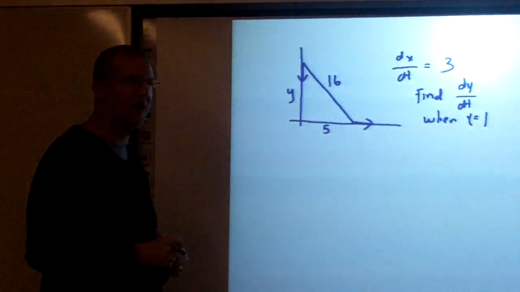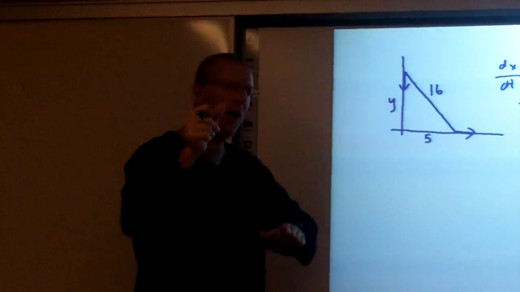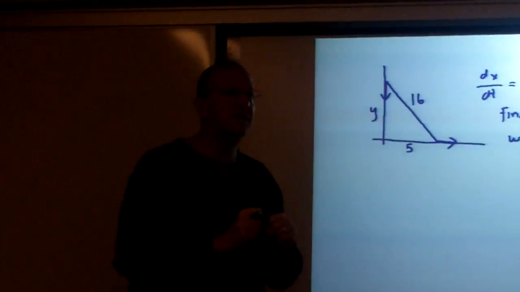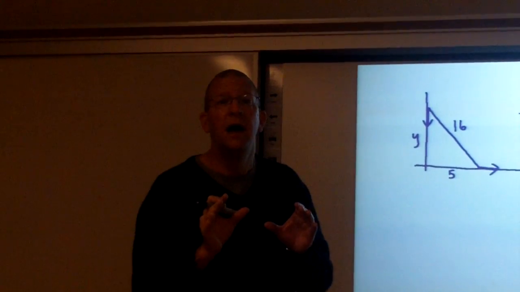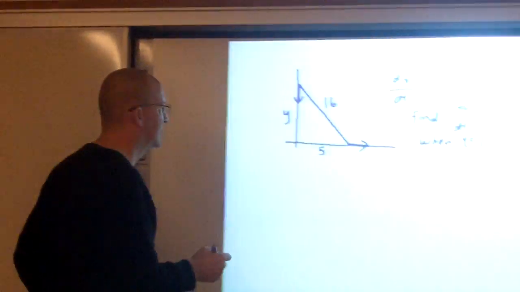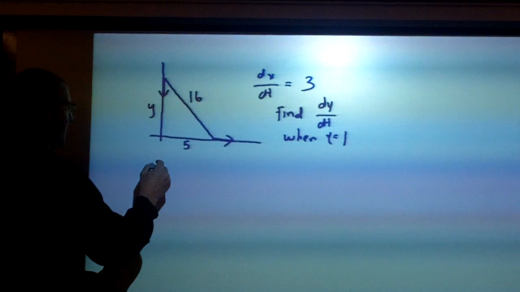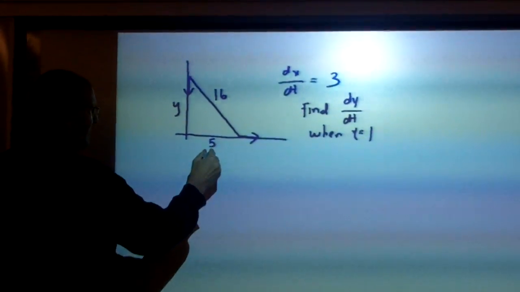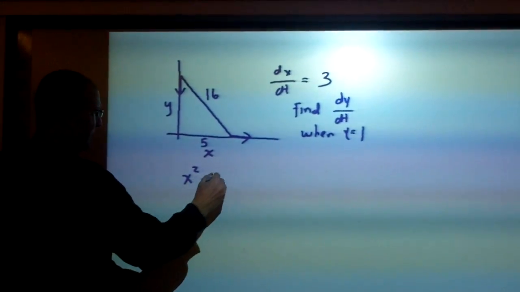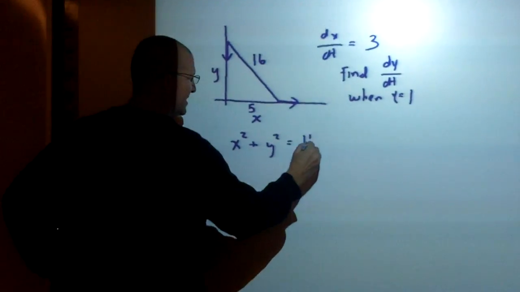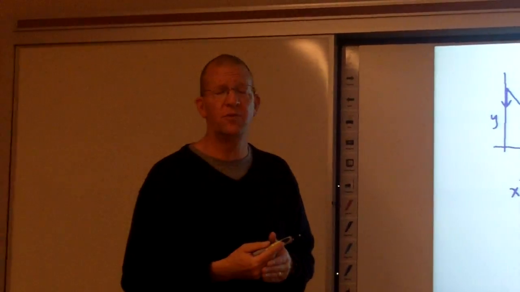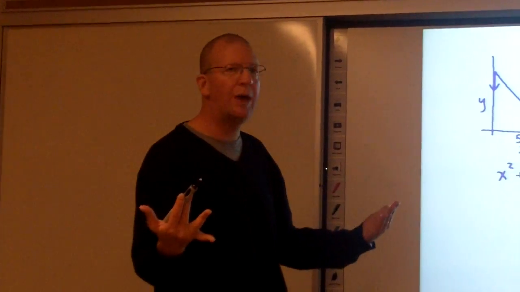I have a situation here. Ladder's coming down, bottom's going out. As the ladder falls, what we're going to do is stop and then analyze what's going on. Let's see how it works. First thing I do is come up with an equation. I'm going to call this side x. So I'm going to say x squared plus y squared equals 16 squared. That formula, as will most of the formulas we use, comes from geometry. No calculus yet.